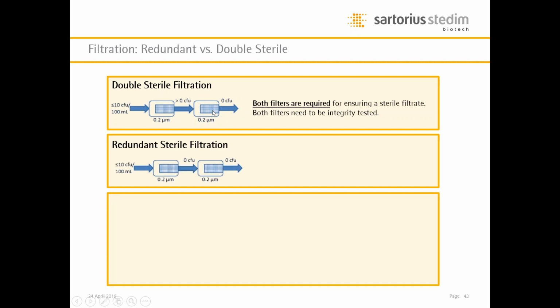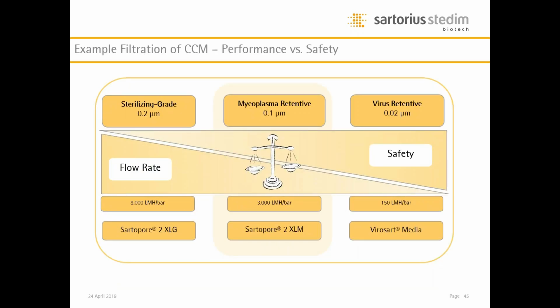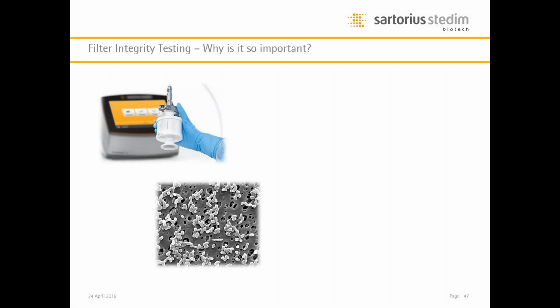Redundant sterile filtration is different. It is a kind of police filter, where you use a second filter just to avoid the situation that when one filter fails the integrity test, you have to discard your whole batch. So it's just a kind of safety function. Depending on your strategy of risk mitigation, you can decide to use a sterilizing grade filter, 0.2 micron rated, a mycoplasma retentive filter, 0.1, or even a virus retentive filter, 0.02. But don't forget that the flow rate always goes down, but the safety goes up. So finally, it's a risk mitigation approach the customer, the final user, has to take.